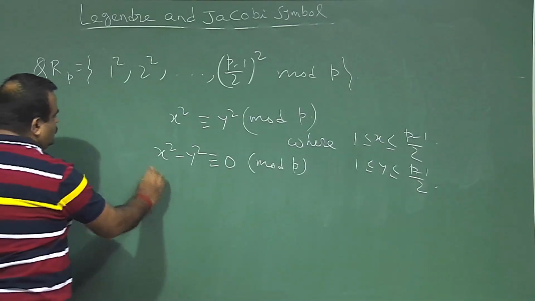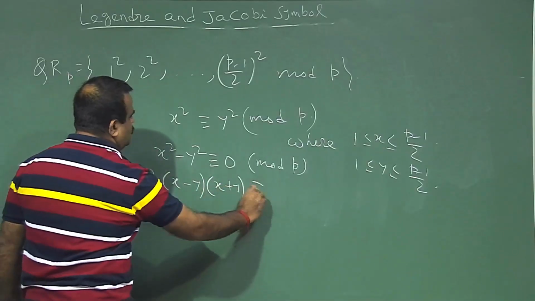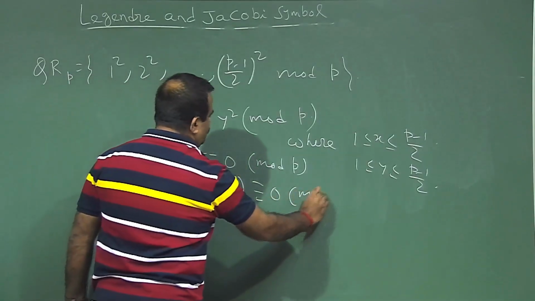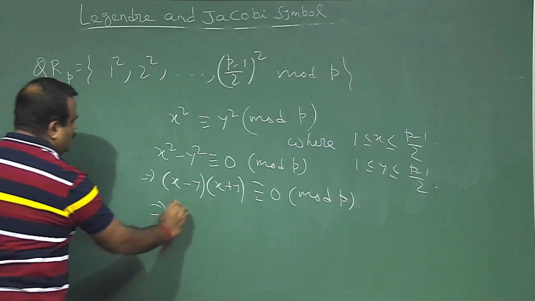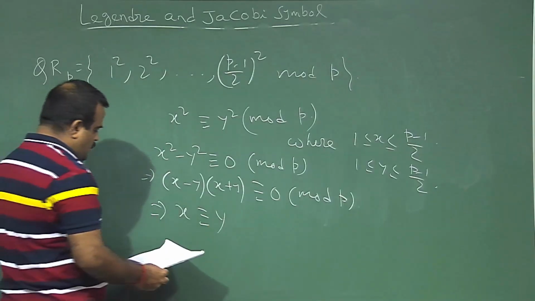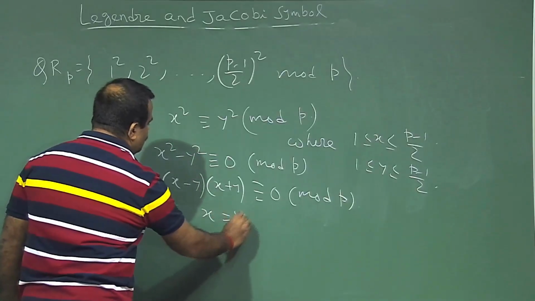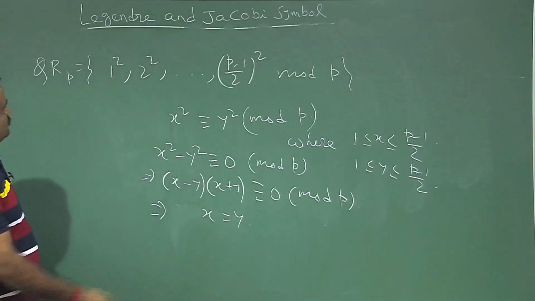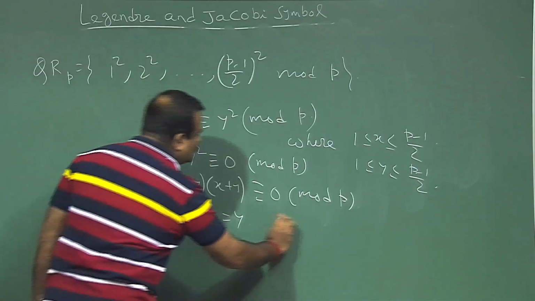So, this implies (x minus y)(x plus y) is congruent to 0 mod P. So, this implies x must be congruent to y basically. So, that's the proof. This means if you take two distinct x, y, then their squares are not the same. So, this completes the proof.